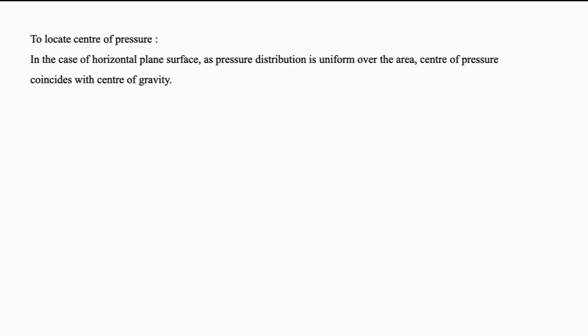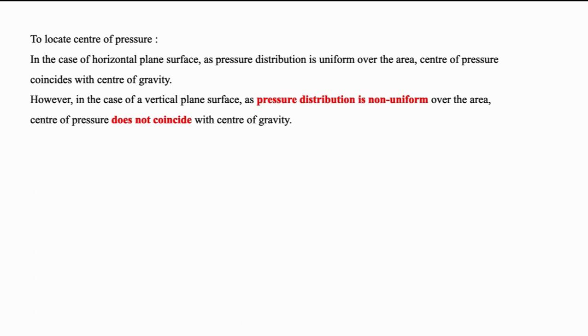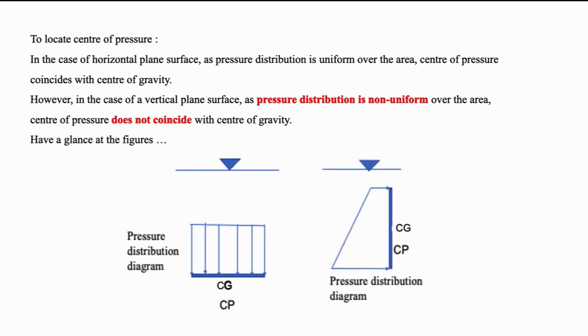In the case of a horizontal plane surface, pressure distribution is uniform. Center of pressure coincides with the center of gravity. In the case of a vertical plane surface, pressure distribution is not uniform along the depth over the area. So, center of pressure does not coincide with the center of gravity. The following figures illustrate how the center of gravity and center of pressure are related to each other in the case of horizontal plane as well as vertical plane.